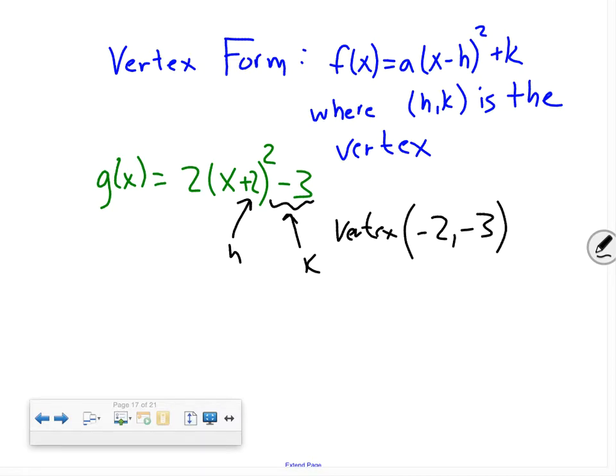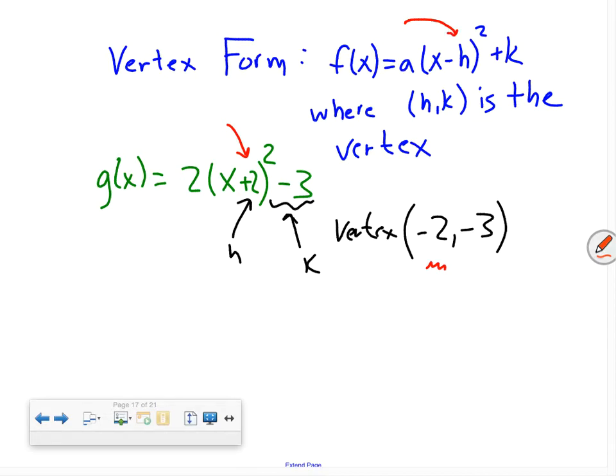Now you're probably noticing something here, especially when you're talking about the x value being -2. Notice how the sign is the opposite of the sign you see in the original function. That's because in the generalized function up above, you have a negative sign for h.